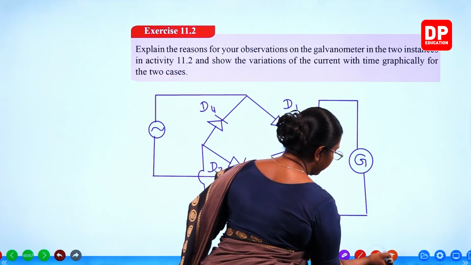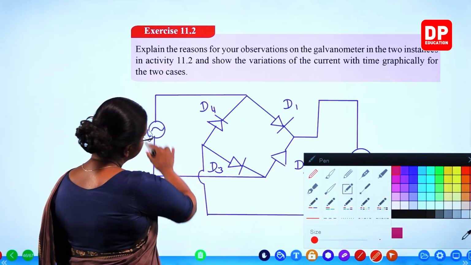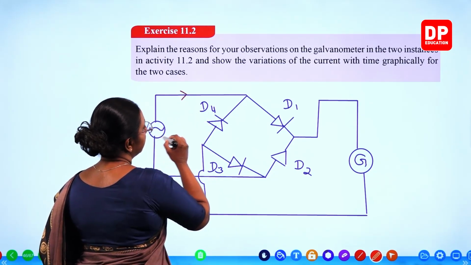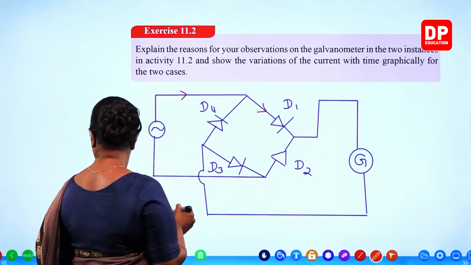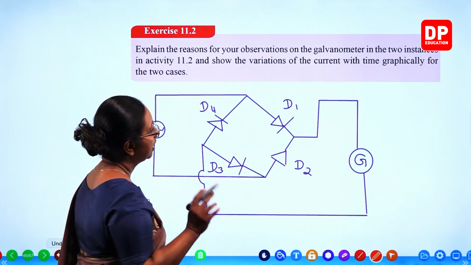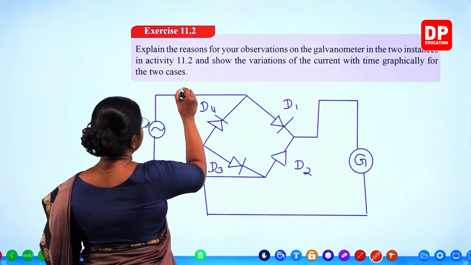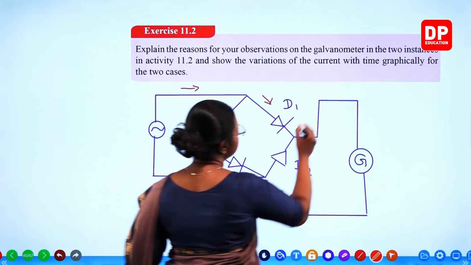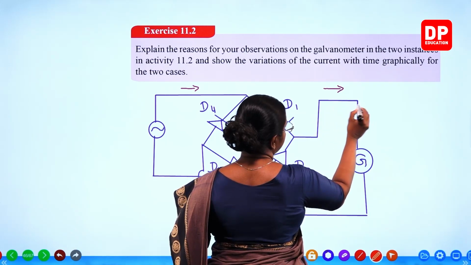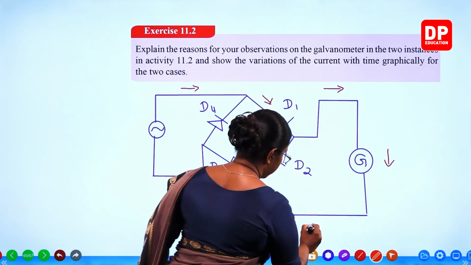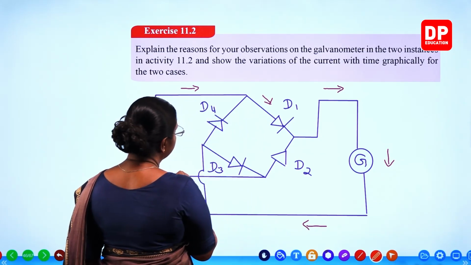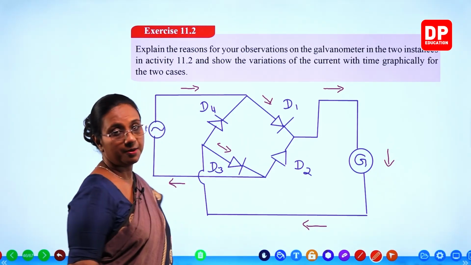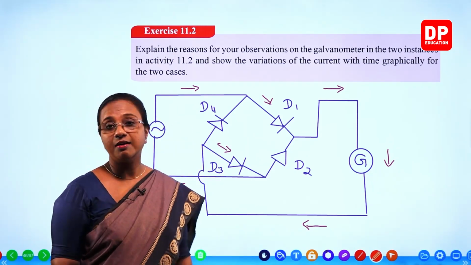Now, I will use two different colors, pink color for the cycle going this way. Now, the current flows this way, then through this. I will use the pink color arrows. So, here current will flow through this, then through here D1 will be forward biased, then here point P, then through the galvanometer, then here, and then D3 is forward biased, current will flow back there. That is the positive half cycle.